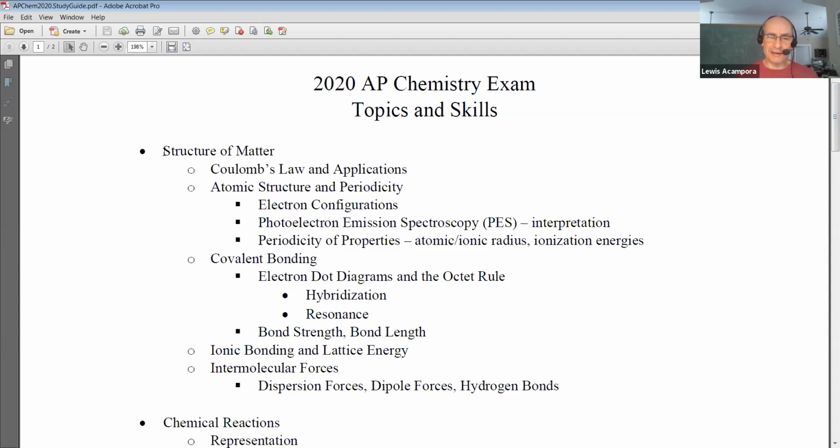So I'm going to break this down as structure of matter, Coulomb's law and its applications. That really is everything underneath here relates back to charges, and it's important. And being able to refer to Coulomb's law specifically in your responses when asked to explain something. Atomic structure and periodicity.